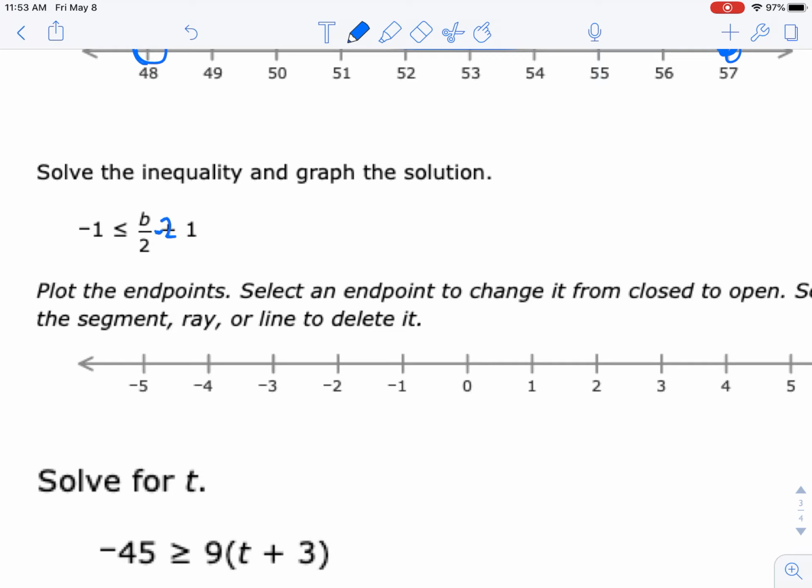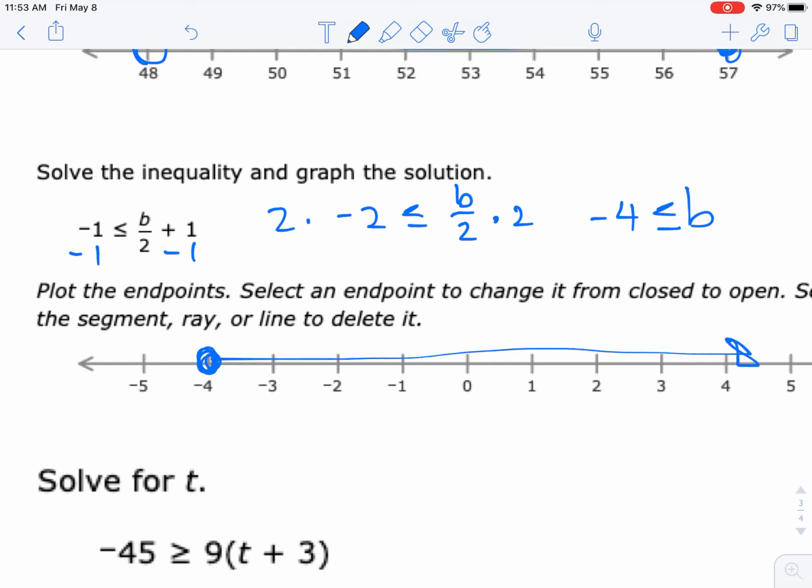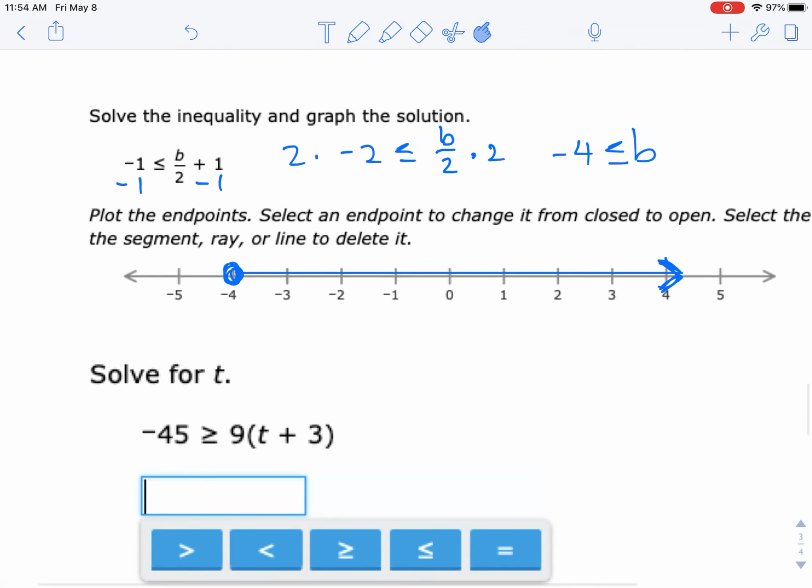Multiply by 2. Oops. Sorry. How about subtract 1? Now multiply by 2. So you get B greater than or equal to negative 4. Closed circle, and then it's a ray. And you see that because my B is on the right-hand side, the arrow pointing does not work for that one.